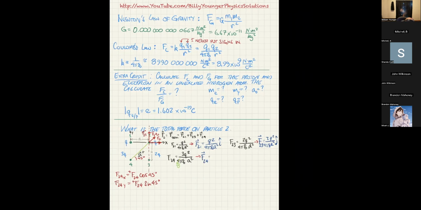Notice all of them have a q squared over 4 pi epsilon naught. So I'm going to make use of that right now and write q squared over 4 pi epsilon naught. And they all have an a squared, so I'm going to put that down there too. Now that's almost the magnitude for F24. In fact, the magnitude is actually that times 3/2, but also times the cosine of 45, which would be the square root of 2 over 2, like that.